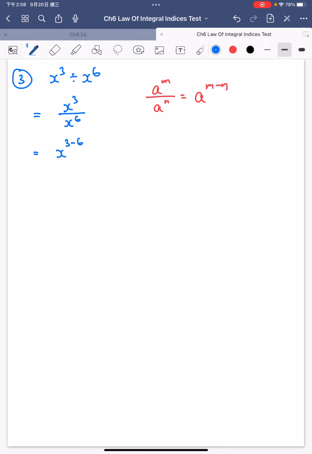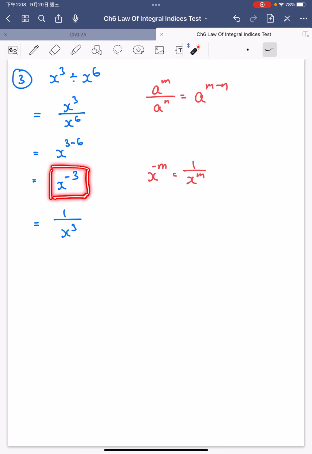Be careful, this one will give you a negative power, x to the power of negative 3. So again, using x to the power of minus n, which gives 1 over x to the power of n, it can be written as 1 over x to the power of 3. So be careful if you write x to the power of negative 3 as a final answer. Even though it's correct, you cannot get the answer marks because the question asks you to answer with positive indices. In this one, we got a negative.